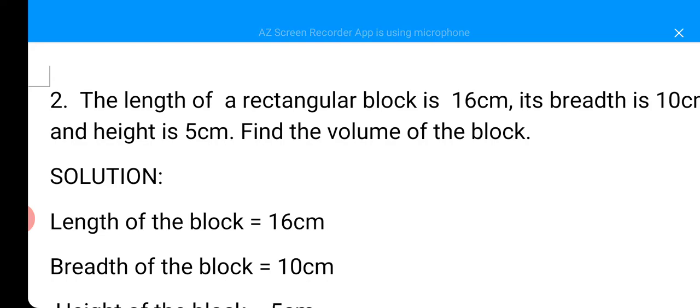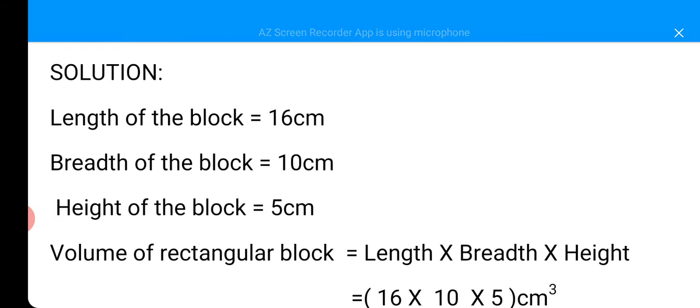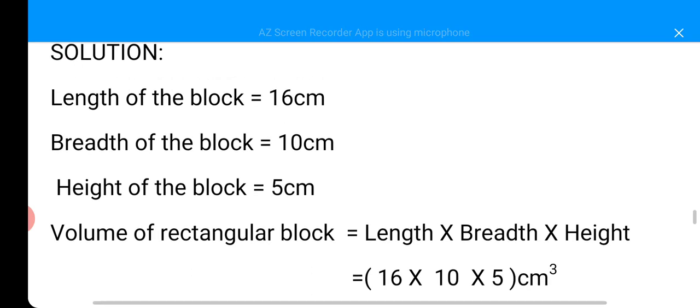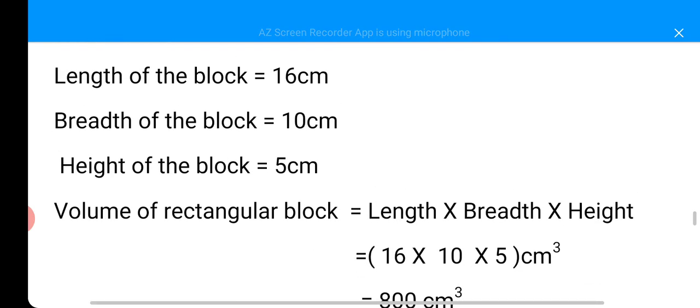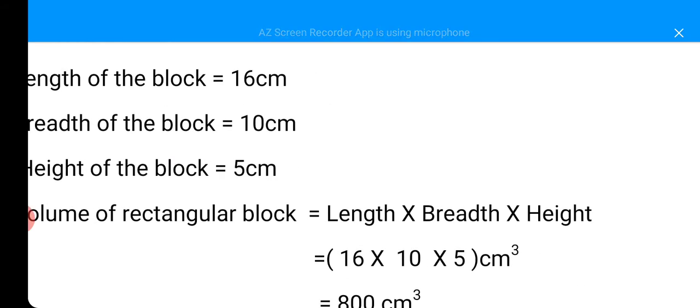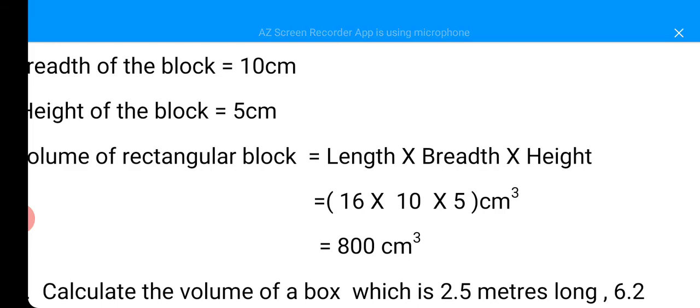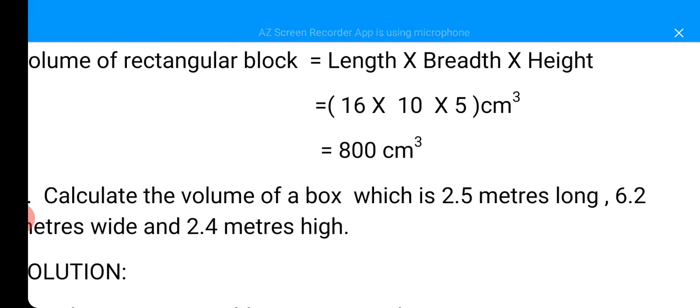So the length of the block given to us is 16 centimeter, breadth is equal to 10 centimeter, height is equal to 5 centimeter. So the volume of the rectangular block now is equal to length times breadth times height, and that is 16 times 10 times 5. That is 800 centimeter cube.